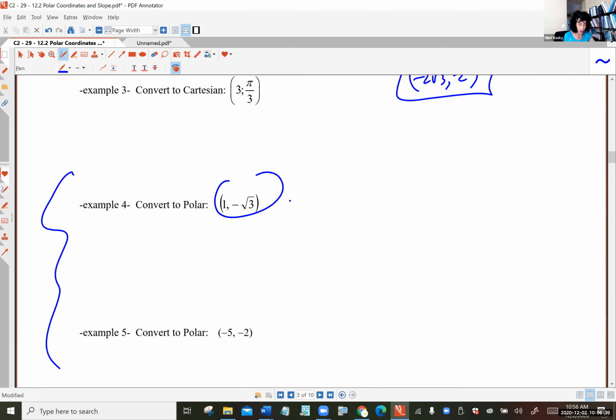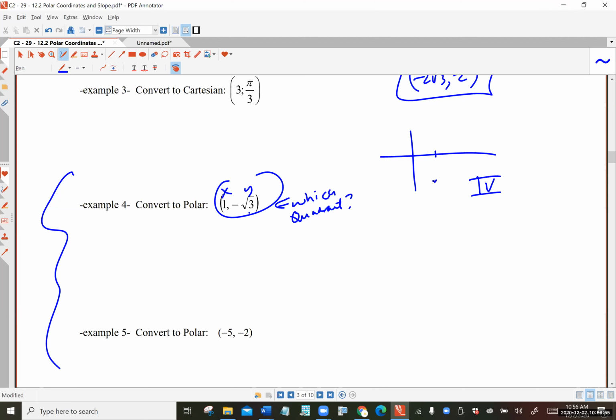So first of all, which quadrant are we in when you graph this one? Because they're telling you it's in rectangular. If I did ask you to plot this point, which quadrant are we in? 1, 2, 3, or 4? 4. Good. So you'd go 1, negative square root of 3. So it looks like it'd be over here. Okay, fine. So then what? Give me the r, give me the theta.